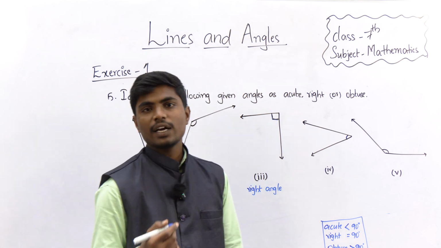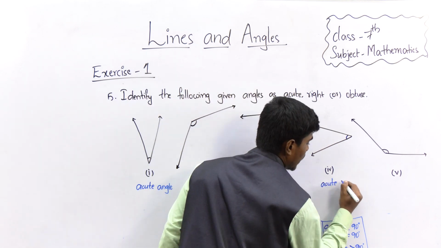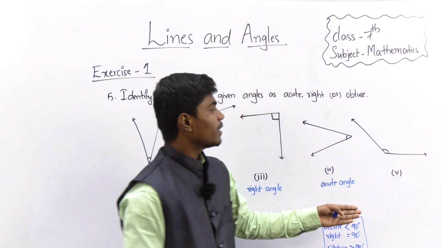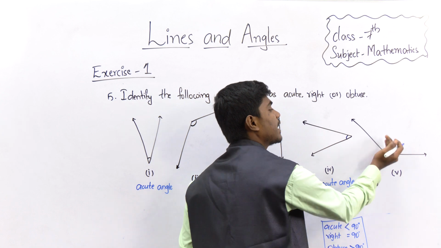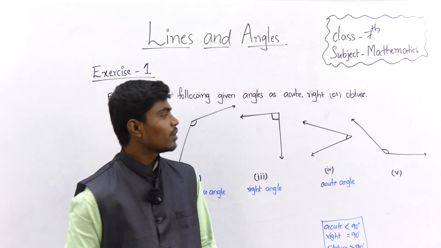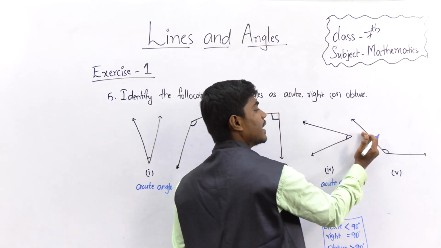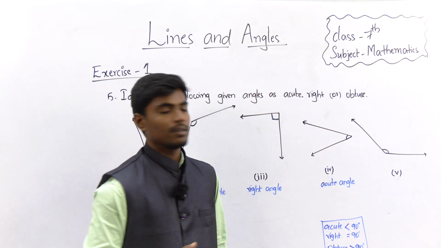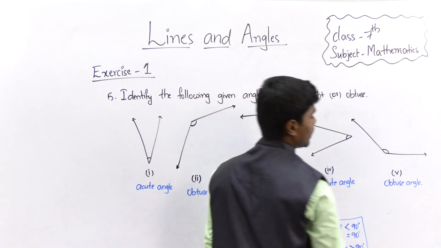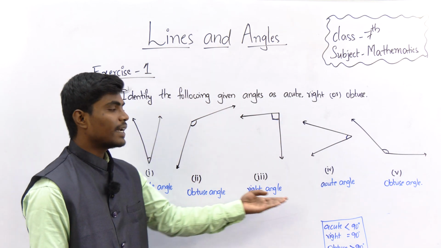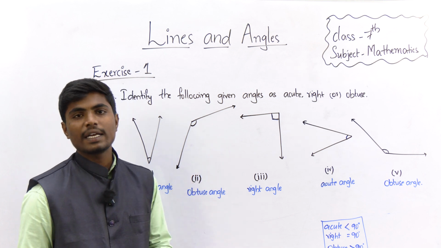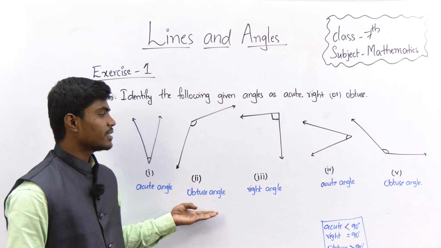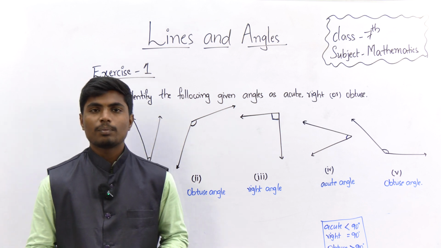Now the fourth figure, this angle is less than 90 degrees. So this is an acute angle. And the fifth one, the angle is greater than 90 degrees. So this is an obtuse angle. Here we have written whether the figures are obtuse, acute, or right angle. So this is the solution for the fifth problem.